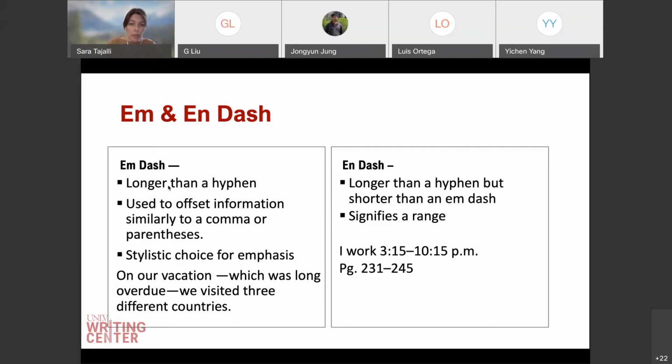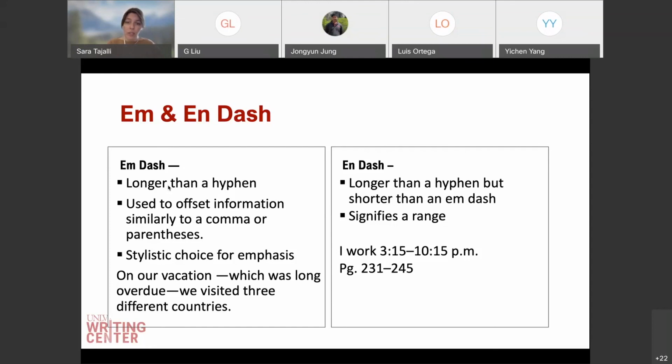Just kind of gives your readers a little different thing to look at. So yeah, the example we have here is, "on our vacation, dash, which was long overdue, dash, we visited 3 different countries." So you could substitute that punctuation for a comma or parentheses, and it would have the same meaning.